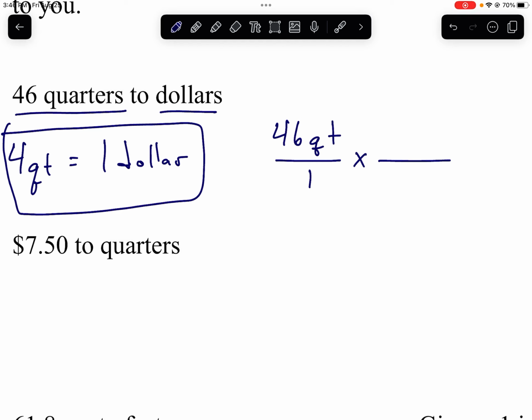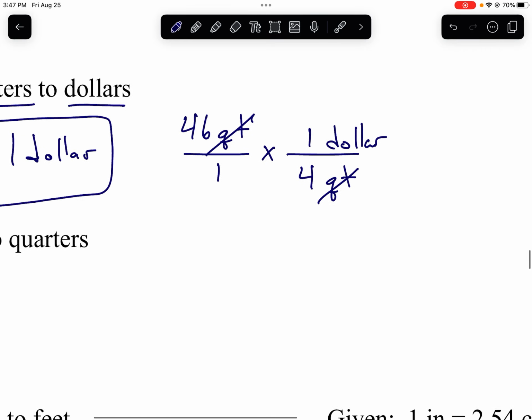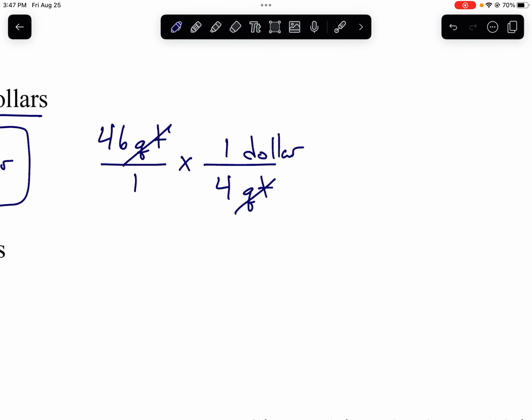Okay, so I'm trying to get dollars as my final answer. I want to make sure that the dollars are up in the numerator, so I'm going to put $1 up here. That means I'm going to put 4 quarters on the bottom, and that works out because, like we said before, if I have units the same on the top and on the bottom, I can cancel them out. Okay, so now all I gotta do is plug this into my calculator.